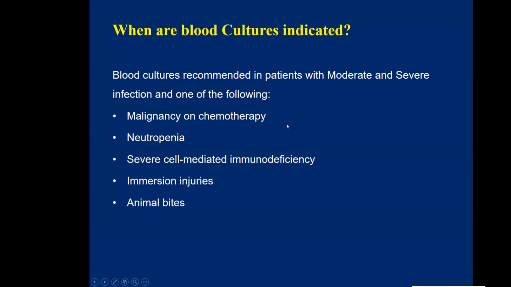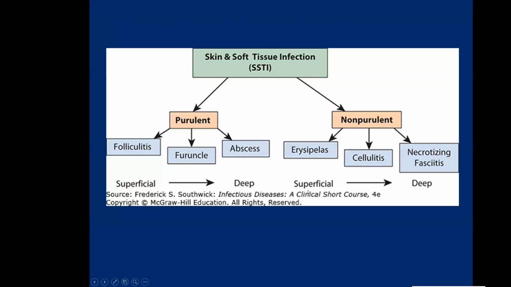Malignancy on chemotherapy, so everyone that's admitted to 9A, neutropenia, everyone that's admitted to 9A, severe cell-mediated immunodeficiency, immersion injuries, animal bites, and I think that here I'm missing IV drug use. So if you have IV drug use, you probably should get blood cultures because you have a high likelihood of staph and of finding your bug.